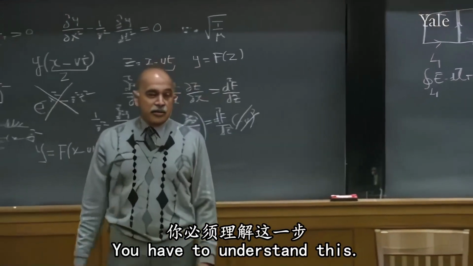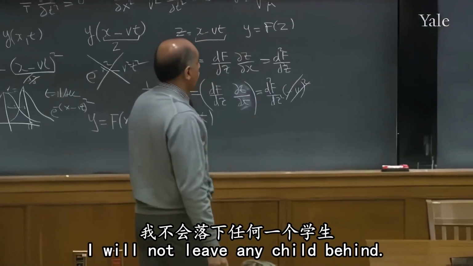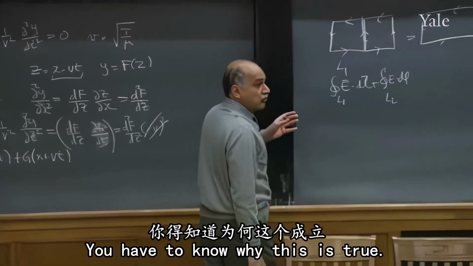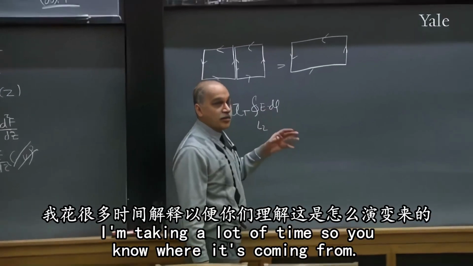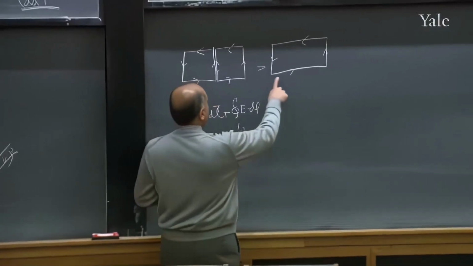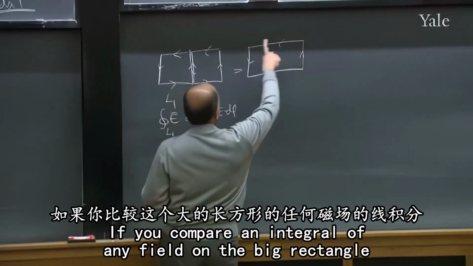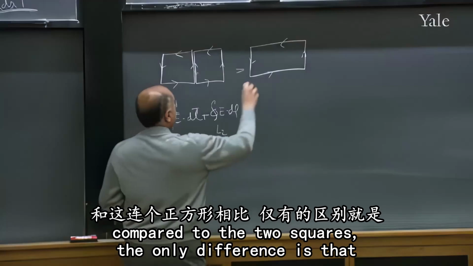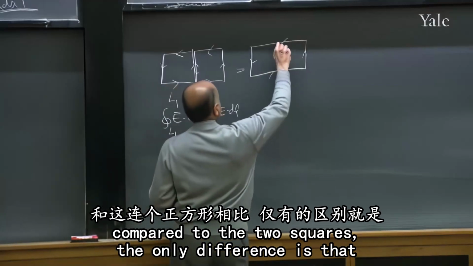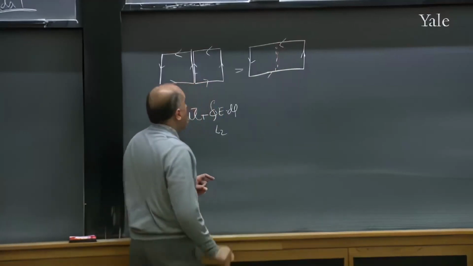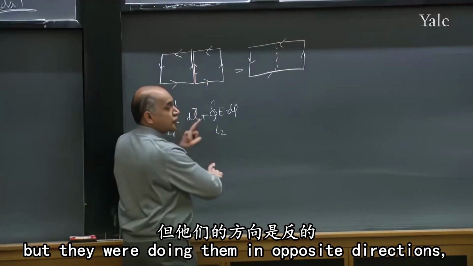You have to understand this. I will not leave any child behind. You have to know why this is true. I'm taking a lot of time so you know where it's coming from. If you compare an integral of any field on the big rectangle compared to the two squares, the only difference is that the two squares had these two sides. But they were doing them in opposite directions, so it does not matter.